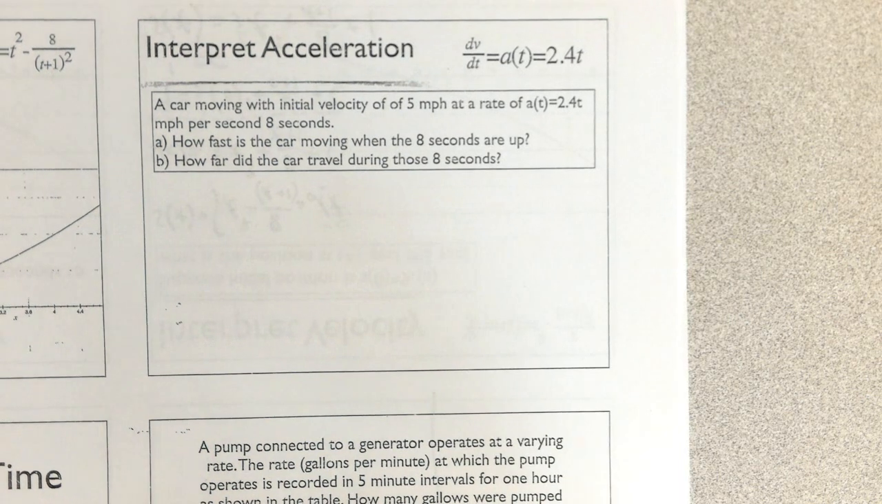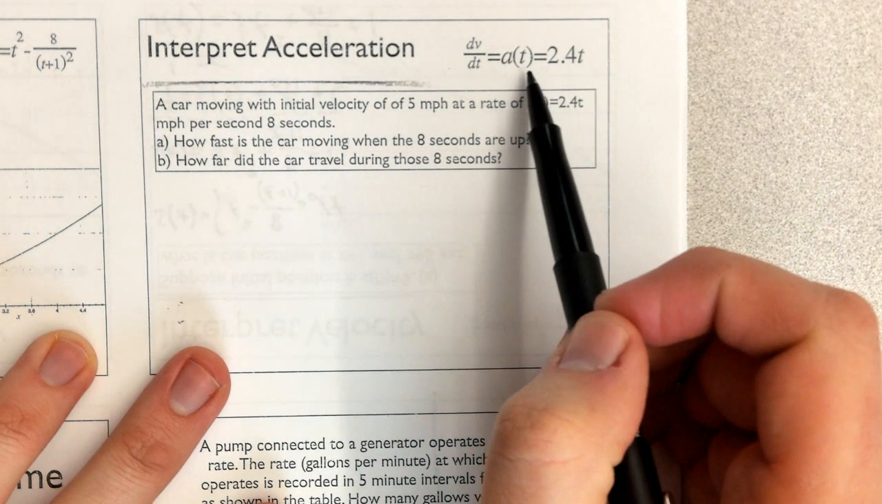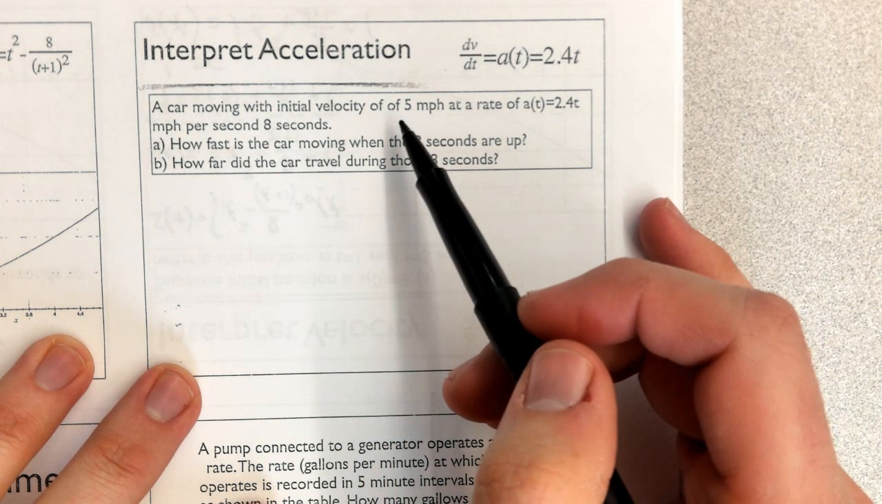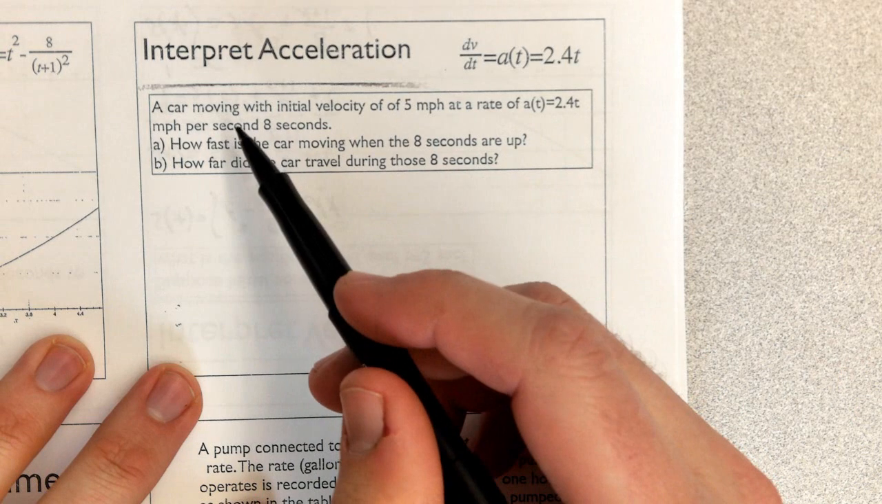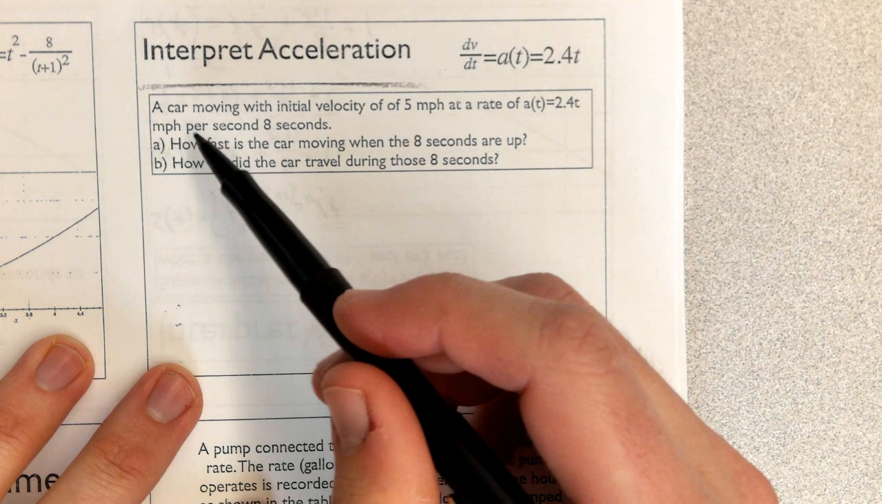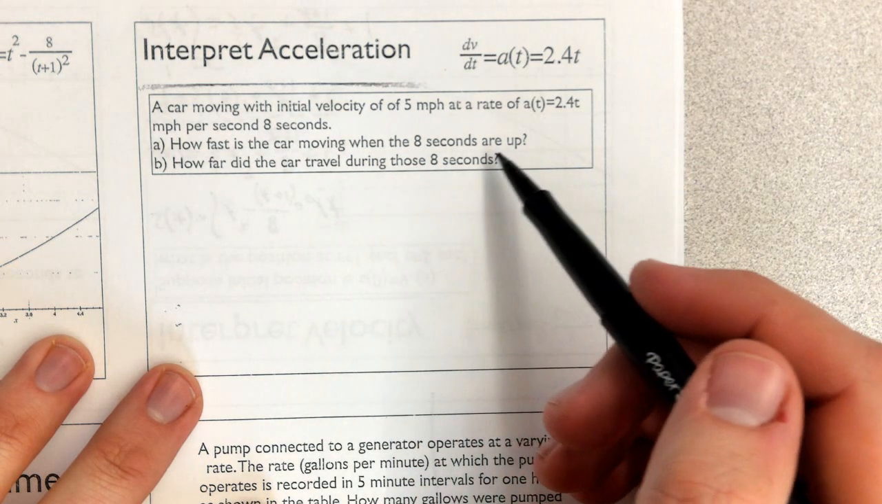All right, let's look at an acceleration function. Here we have the acceleration function is 2.4t, and we have a car moving with initial velocity of 5 miles per hour at the rate given there. And yeah, the units are sort of weird here. It's miles per hour per second for 8 seconds. All right, so how fast is the car moving when the 8 seconds are up?